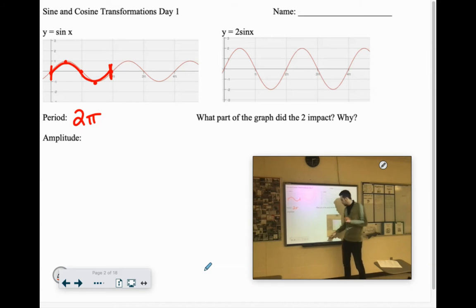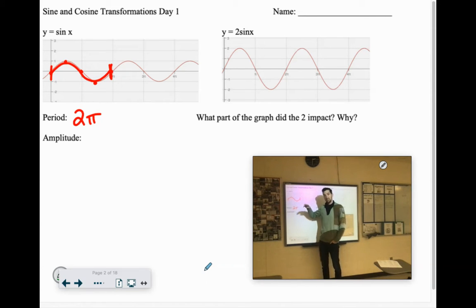The amplitude is the distance from the center of our line here to the top or to the bottom. So if you look, the middle is 0, the highest we went is 1, the lowest we went is -1. So at most, we're going 1 away from the center. So our amplitude is 1.